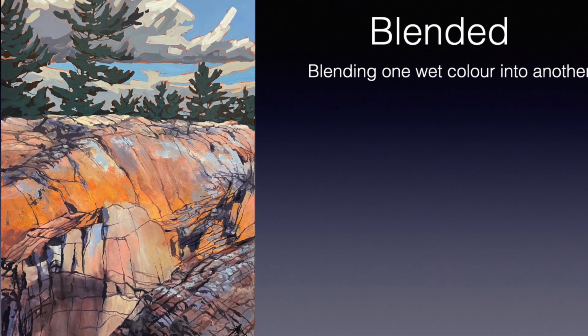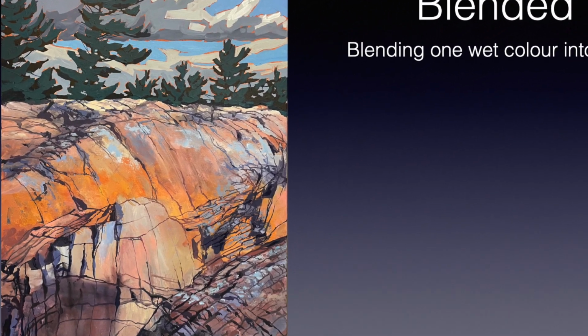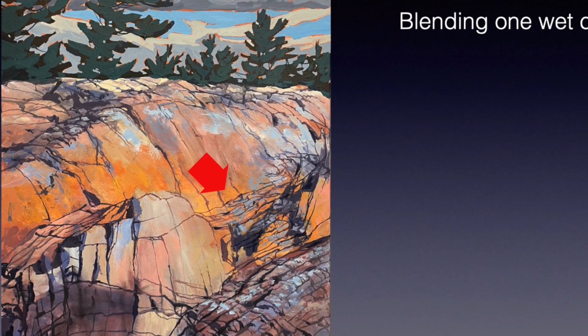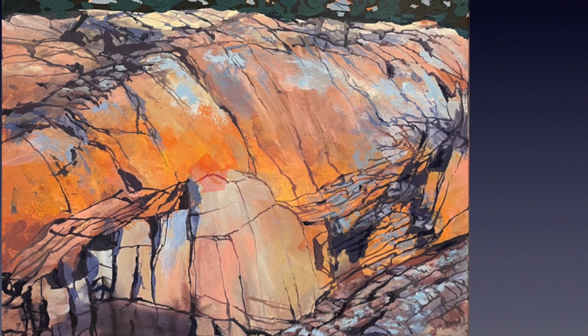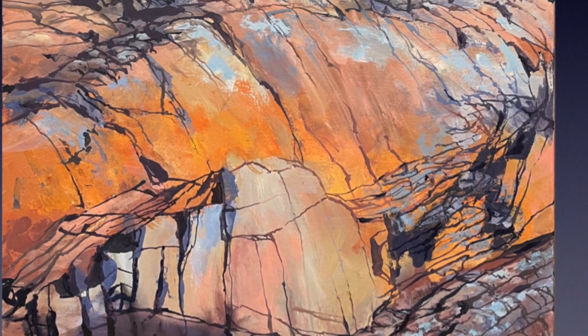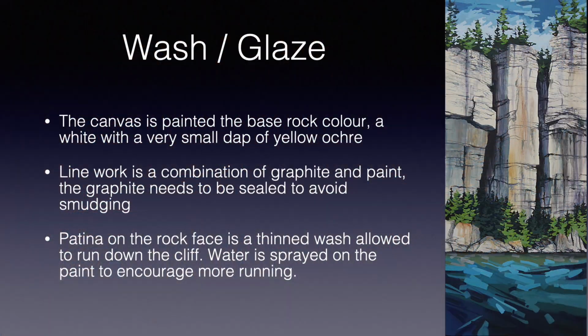Blending one wet color into another is a great way to get subtle shifts in color. The arrow is pointing to a beautiful range of subtle color shifts. Glazing is a great way to add detail and patina to a rock.